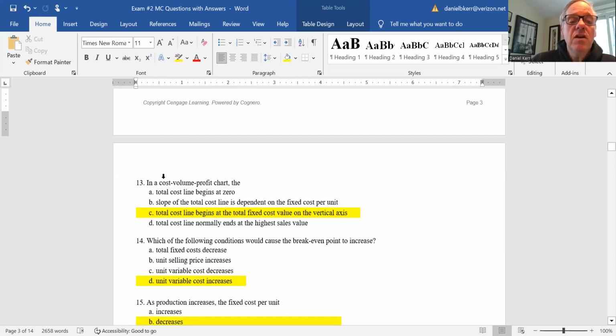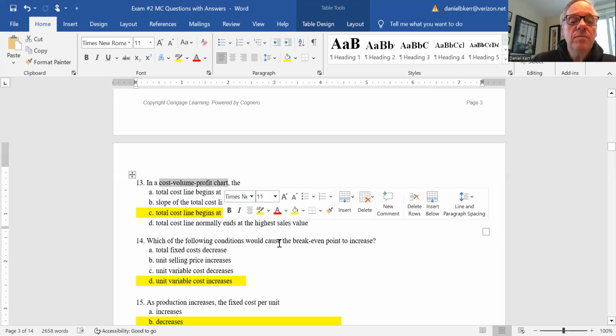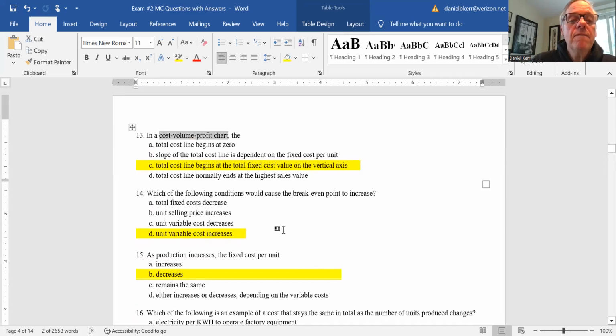And if you don't believe me, go look at a cost volume profit chart.